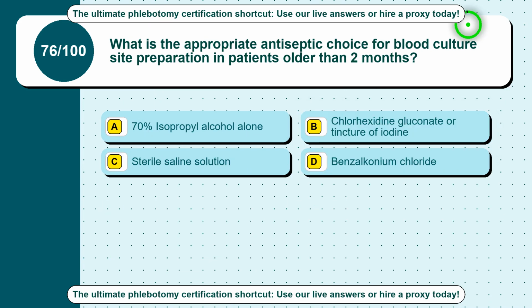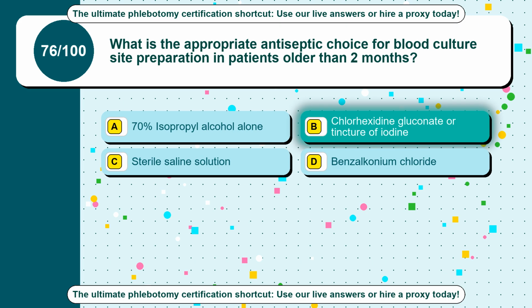Question 76. What is the appropriate antiseptic choice for blood culture site preparation in patients older than 2 months? Option A. 70% isopropyl alcohol alone. Option B. Chlorhexidine gluconate or tincture of iodine. Option C. Sterile saline solution. Option D. Benzalkonium chloride. The correct answer is option B.